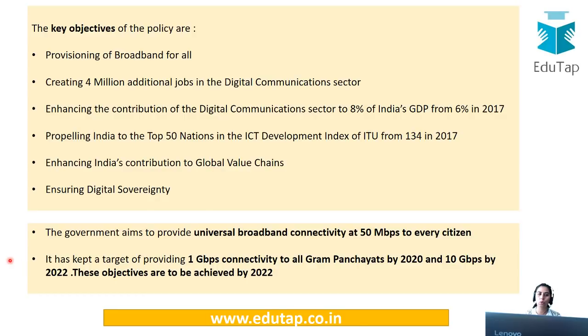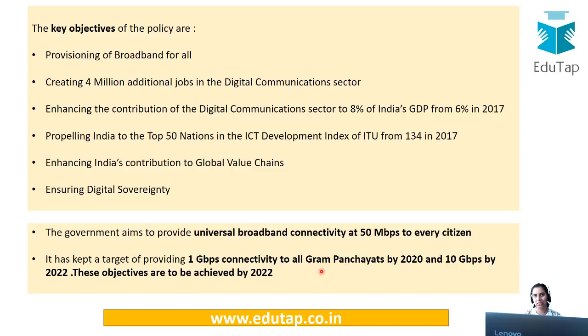Apart from this, there are two other targets of the government. Now these two are very important. The government is trying to provide universal broadband connectivity. We have just spoken about it. So universal broadband connectivity to every citizen at 50 Mbps. First of all, this is important. And secondly, apart from every individual citizen, all the Gram Panchayats, there is a scheme which is running particularly for the connection of the Gram Panchayats through the OFCs, that is the connectivity of these Gram Panchayats.